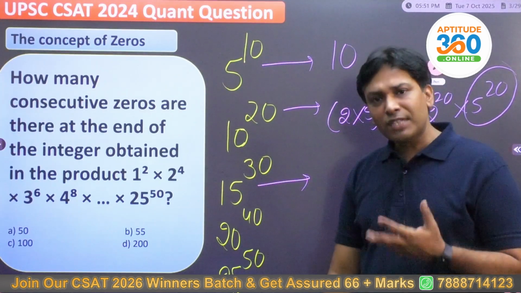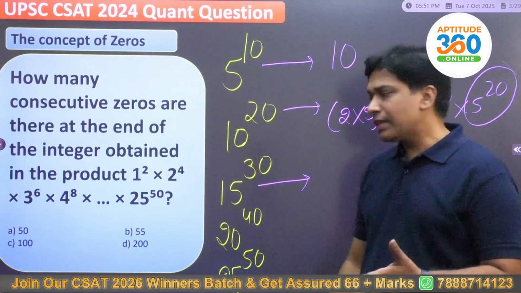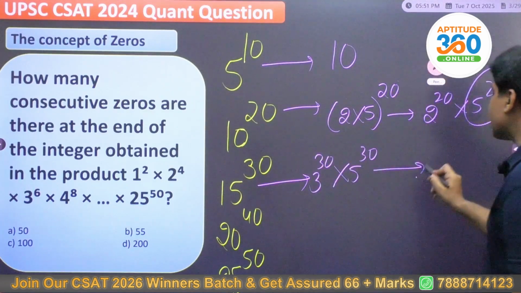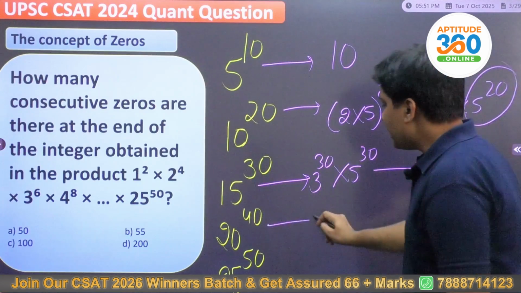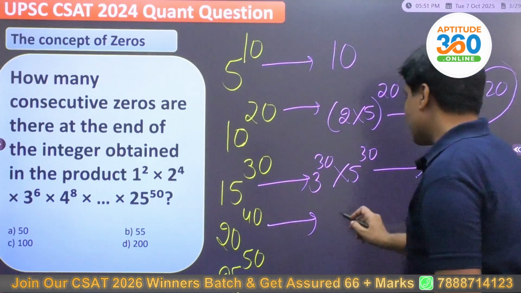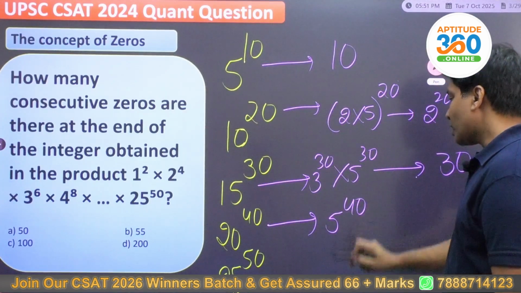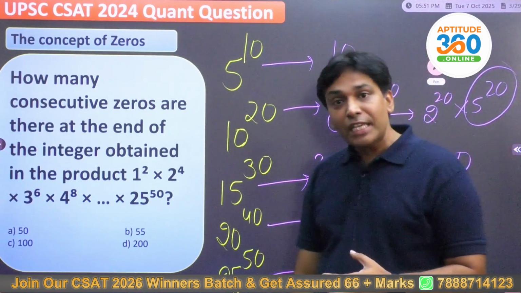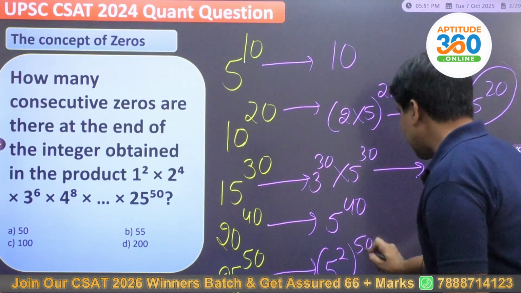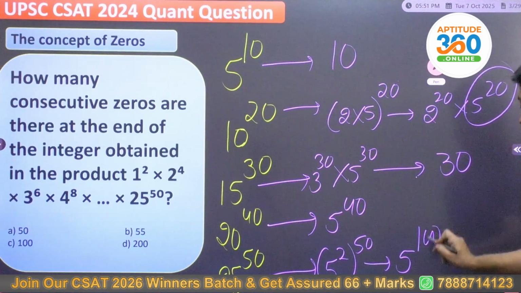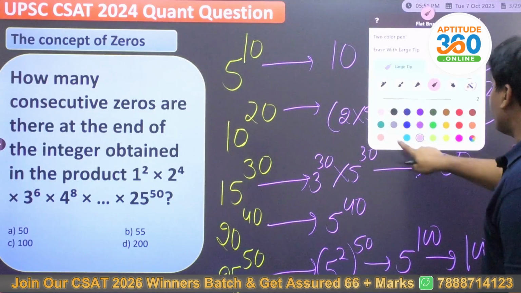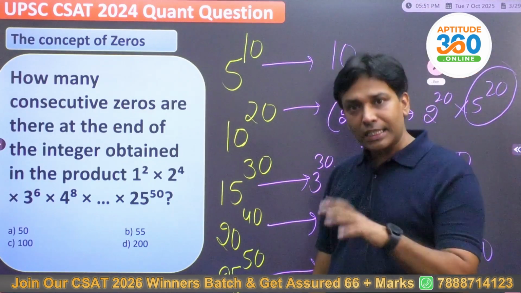Now you see how many 5's are we going to be having in 15 raised to 30? 15 raised to 30 can be written as 3 raised to 30 and then 5 raised to 30. So number of 5's certainly will be 30. Similarly, in 20 raised to 40, how many 5's are going to be there? Pretty simple. That comes out as 5 raised to 40. And 25 raised to 50 can further be written as 5 raised to 2 and then 50. So this number comes out as 5 raised to 100. So how many 5's are you going to be having here? A total of 100.